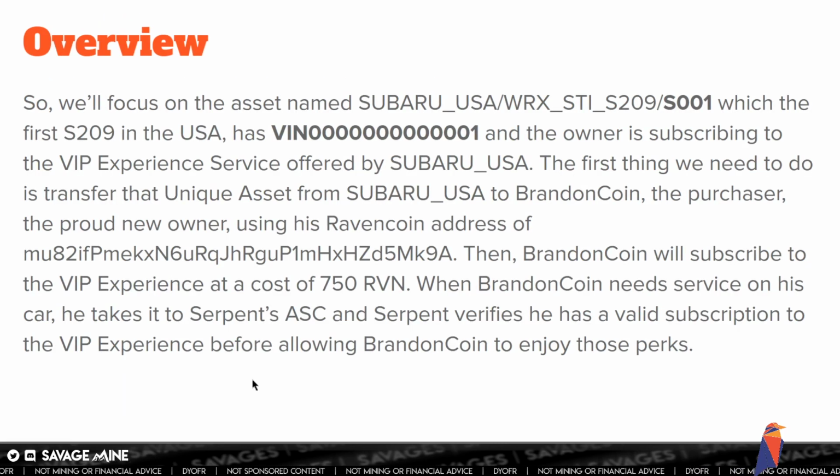So let me make sure of this. So, overview: we're going to work with that one car. That one car, the S209 S001, which would be like VIN number 1 in the USA, has been transferred to RAVENCOIN. RAVENCOIN owns it. We transferred it in one of the live streams, over to his fake RAVENCOIN address. So that's his address there. Then RAVENCOIN is going to subscribe to VIP Experience, and I put just a random cost on there. When RAVENCOIN needs service on his car, he takes it to Serpent's ASC, and Serpent verifies that he has a valid subscription, and so on and so forth.